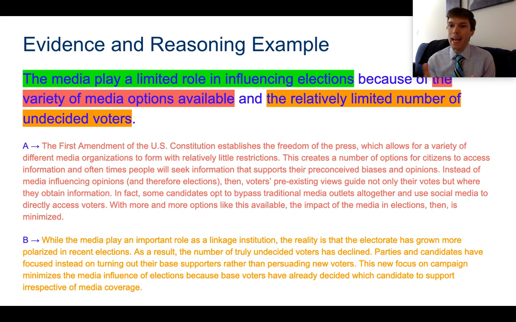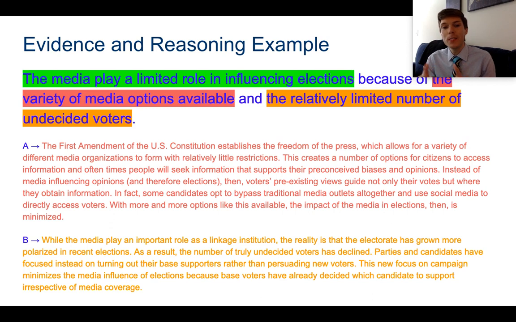Now I need to tie it into my claim and explain, okay, what does this have to do with the point that you're making that the media play a limited role in influencing elections? Well, I explain that this creates a number of options for citizens to access information, and oftentimes people will seek information that supports their preconceived biases and opinions. I'm showing some level of analysis. I'm still not to the point, though, of telling the reader how that supports my defensible claim. That comes in this next part.